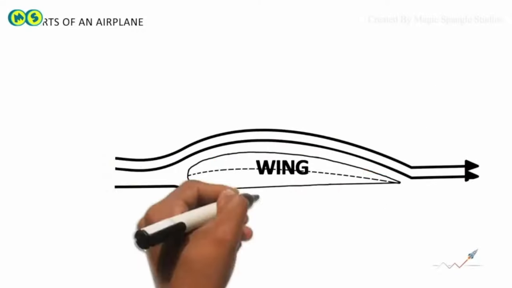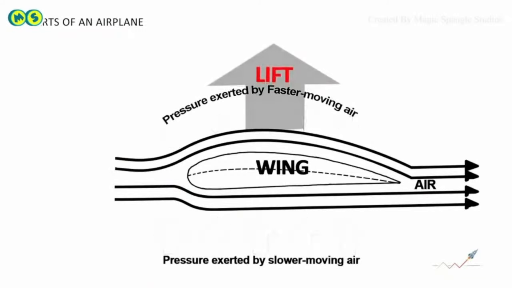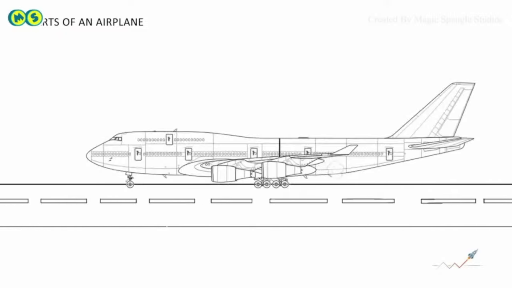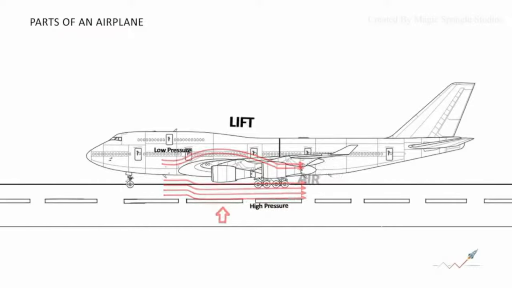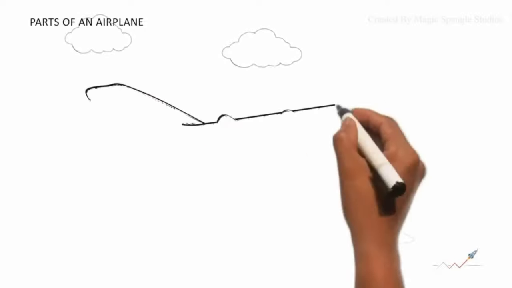This special shape is designed to deflect the air at the bottom of the wing due to more air strikes at the bottom and less air at the top of the wing. As the airplane rolls down the runway, higher pressure and more upward force is produced below the wing, and lower pressure and lesser downward force above the wing. The net result is the lifting of an airplane. Stabilizer.